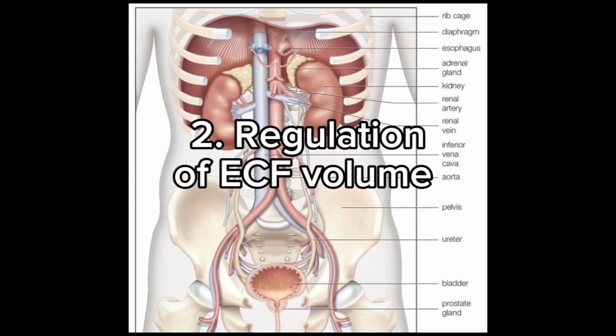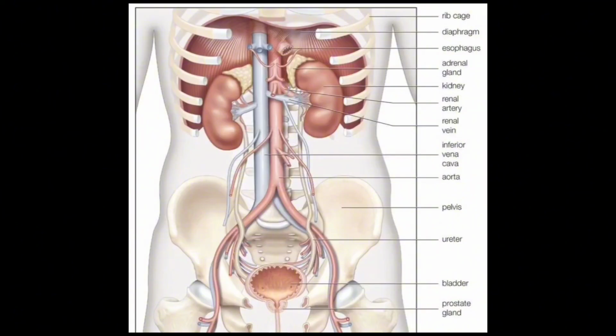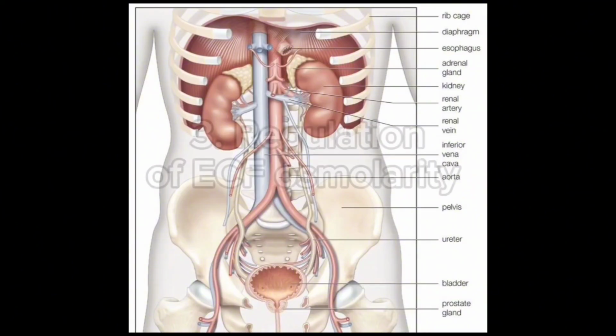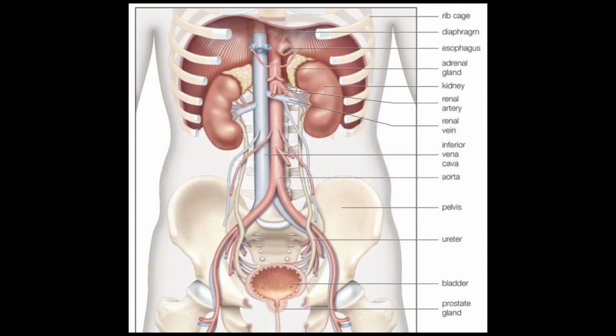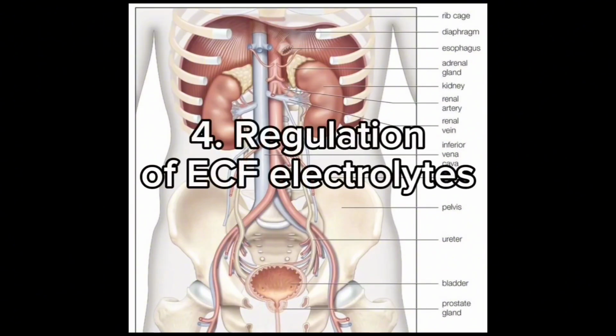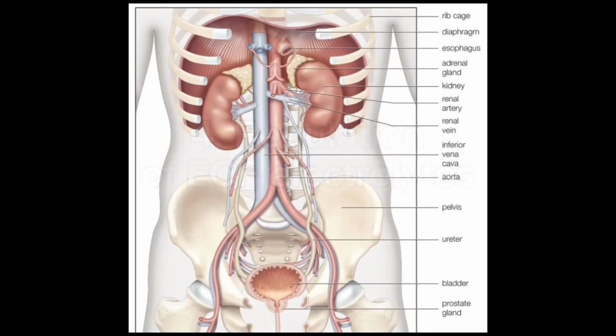The kidneys regulate the extracellular fluid volume by either excretion of excess water into urine or preservation of water. If someone is dehydrated, for example, the kidneys reabsorb water back into the body, thus increasing the extracellular fluid volume. Regulation of extracellular fluid osmolarity by reabsorption or excretion of solutes, thus regulating osmolarity. Regulation of extracellular fluid electrolytes by excretion and reabsorption of solutes.